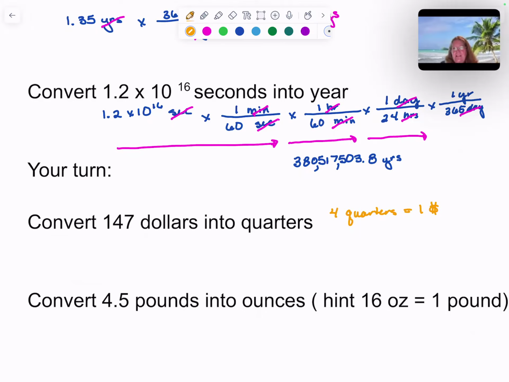Okay, you should have had some time to do those too. Let's check and see how you did. My little Oliver is whining here, sorry, in the background.